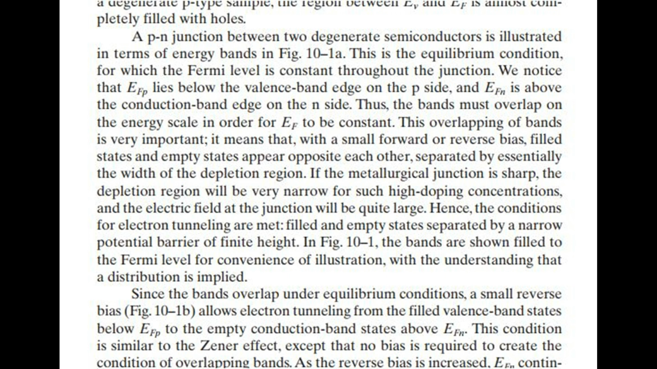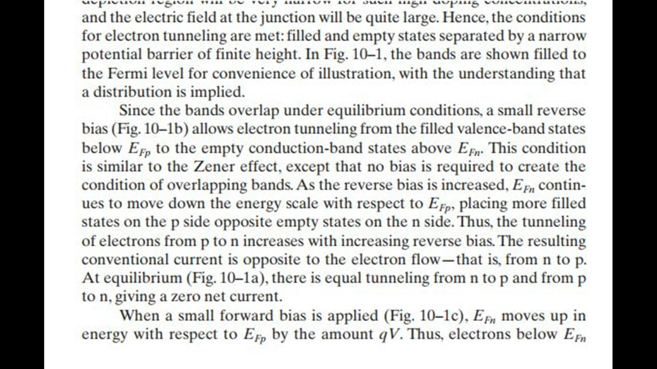Since the bands overlap under equilibrium conditions, a small reverse bias, Fig 10.1b, allows electron tunneling from the filled valence band states below EFP to the empty conduction band states above EFN. This condition is similar to the Zener effect, except that no bias is required to create the condition of overlapping bands. As the reverse bias is increased, EFN continues to move down the energy scale with respect to EFP, placing more filled states on the P side opposite empty states on the N side. Thus, the tunneling of electrons from P to N increases with increasing reverse bias.